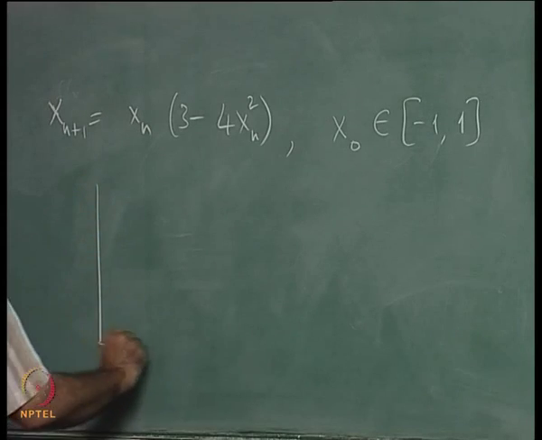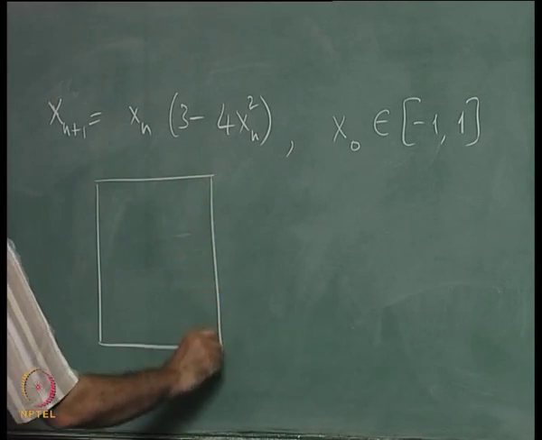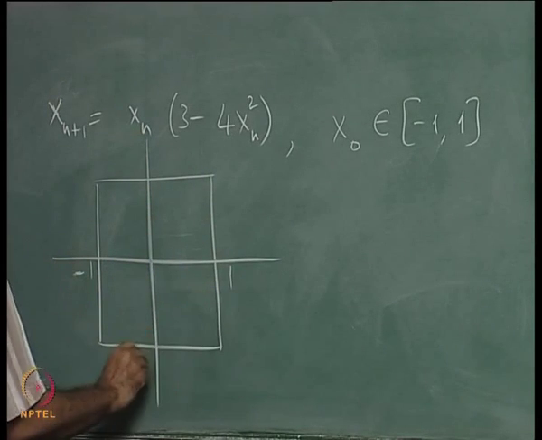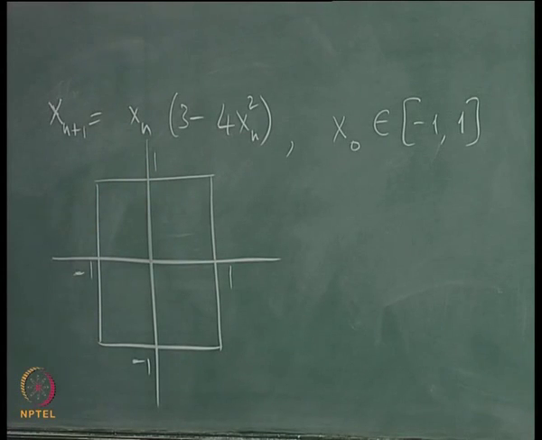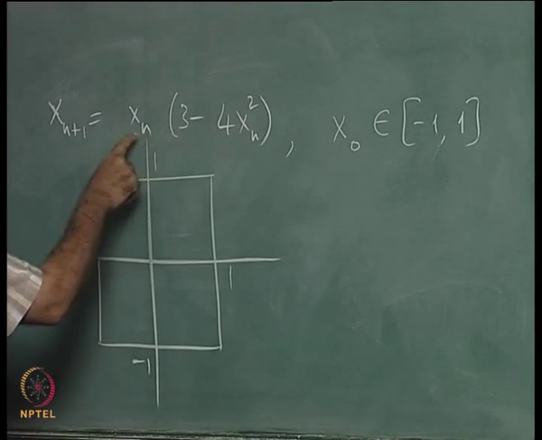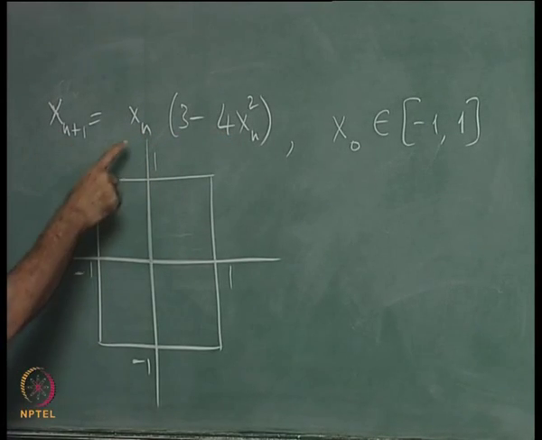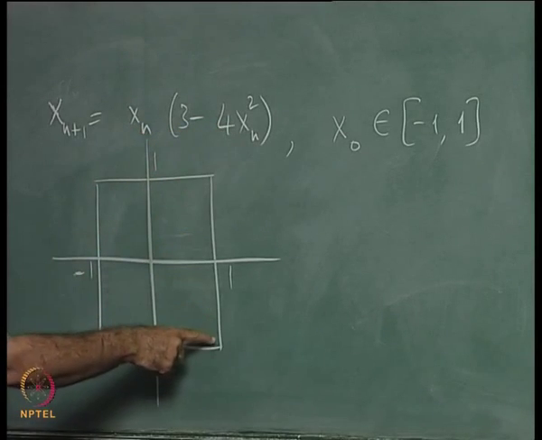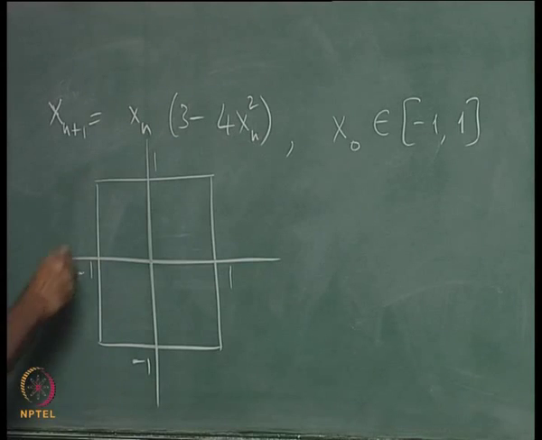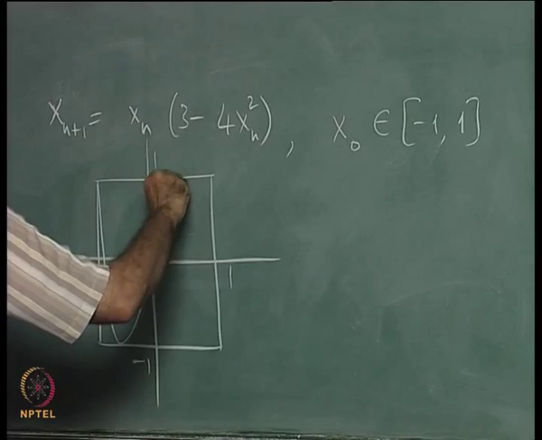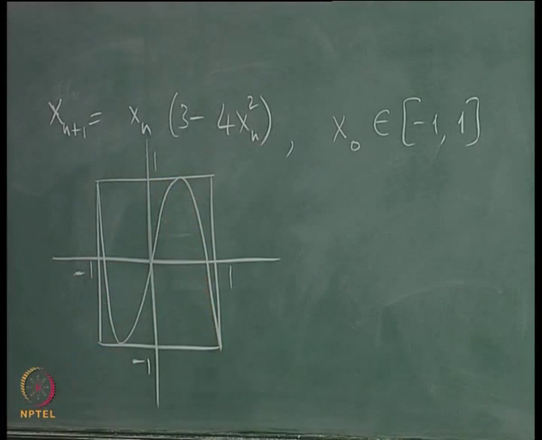We can see that directly. Let us plot this map. This is minus 1, 1. This is minus 1 and 1. It is an onto map, as you can see. And when x_n is equal to 0, x_{n+1} is also 0. When x_n is plus 1, then it is 3 minus 4, it is minus 1, and vice versa. So this map does something like this, it is a cubic map.